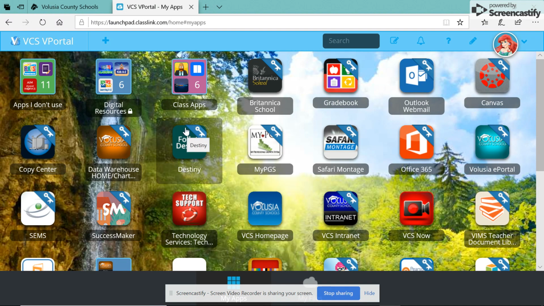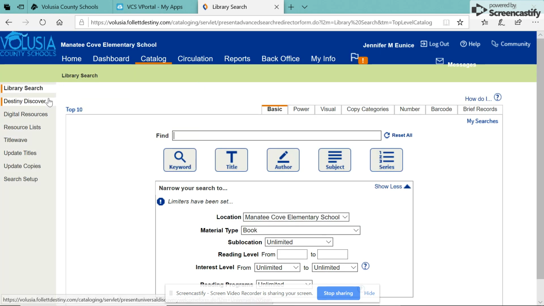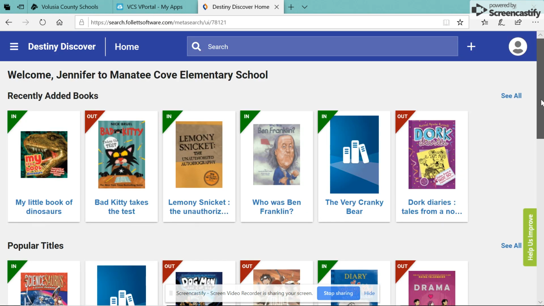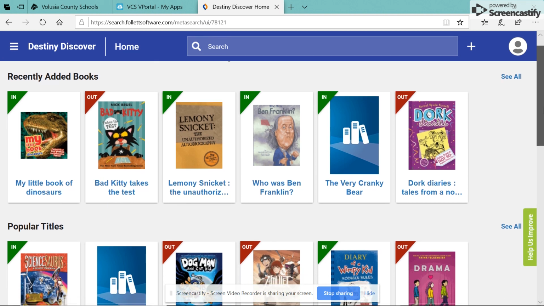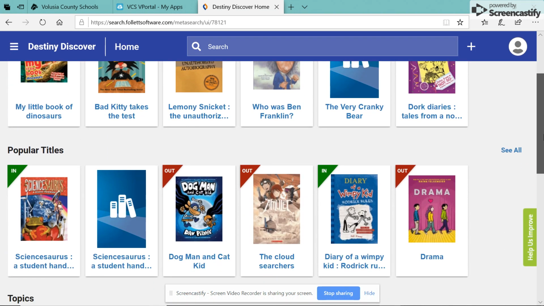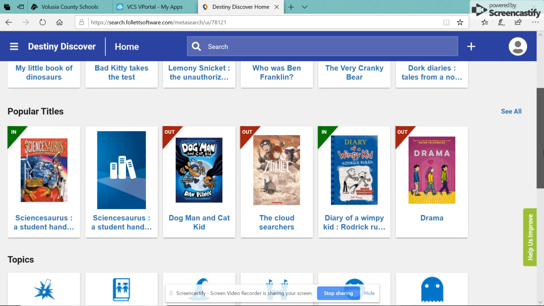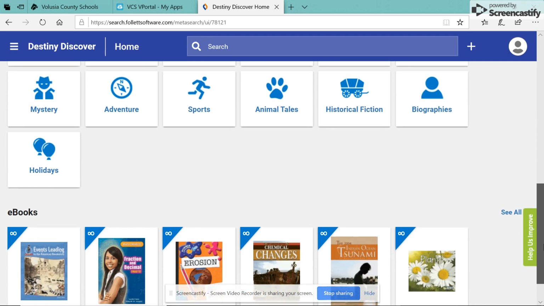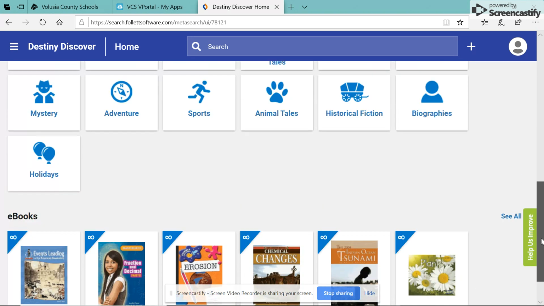This is Destiny. It is a green app. We're going to click on it. Once you click on it, it's actually going to take you to what we call Destiny Discover. Destiny Discover has lots of cool resources, such as telling you which books have been recently added, popular titles that have been checked out of our library, topics that you can search by, and some ebooks that we have.